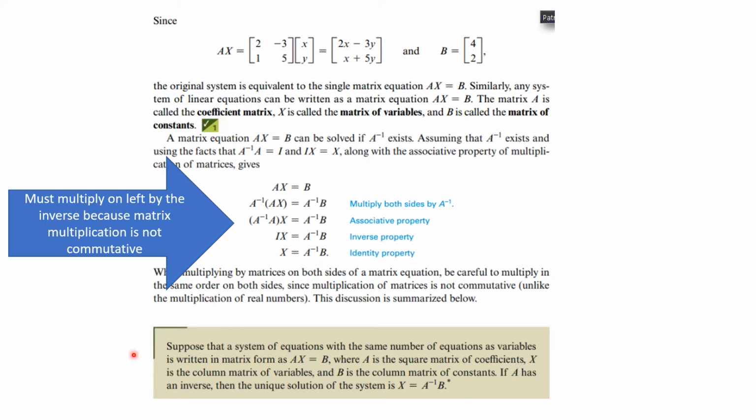So suppose that a system of equations with the same number of equations as variables, that means it's a square matrix, can be written in the form AX equal B, where A is the square matrix of coefficients, X is the column matrix of variables, and B is the column matrix of constants. If A has an inverse, and sometimes it doesn't, but if it does, then the unique solution of the system is X equal A inverse B.